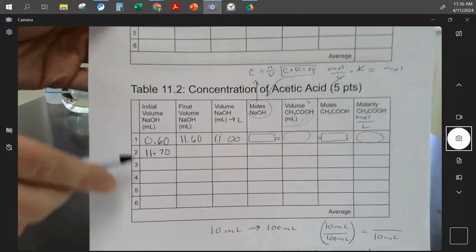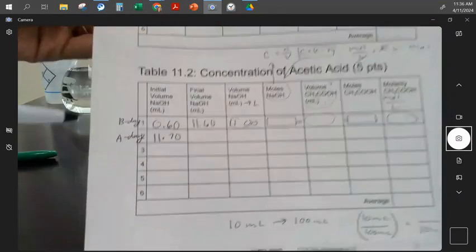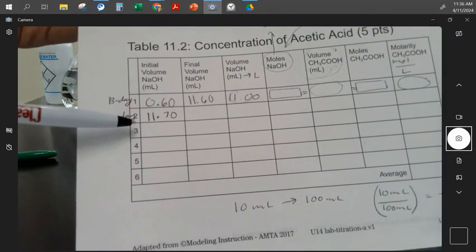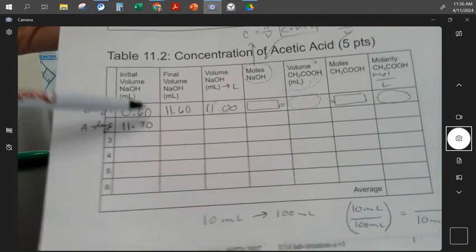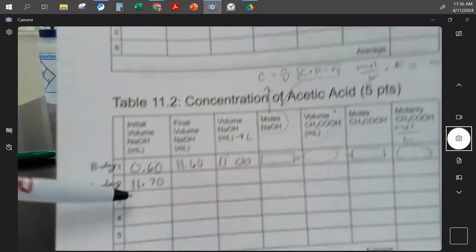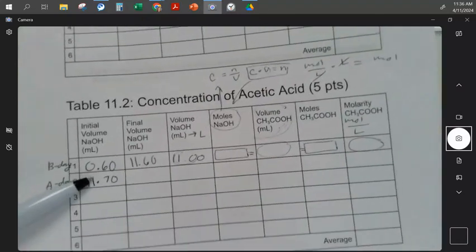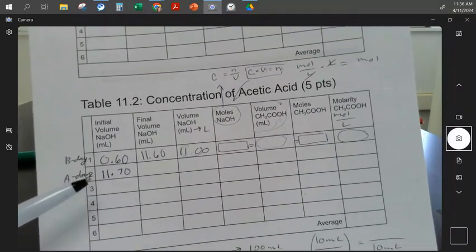So I'm writing it here. This is B day, and this is A day. So I'm writing, see how I have 2 decimal places. The burette, we can also get 1 beyond the measurement, which is 2 decimal places. So make sure, that's what I'm going to be looking for. A lot of the points for this lab are coming from sig figs. So make sure you do the correct sig figs.